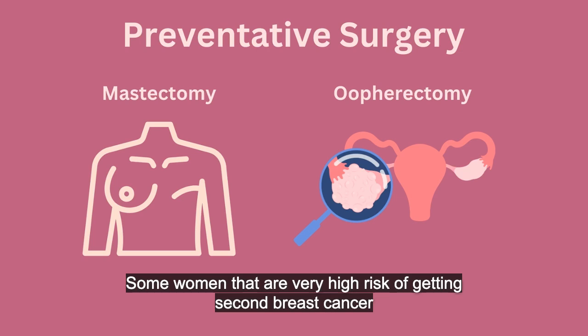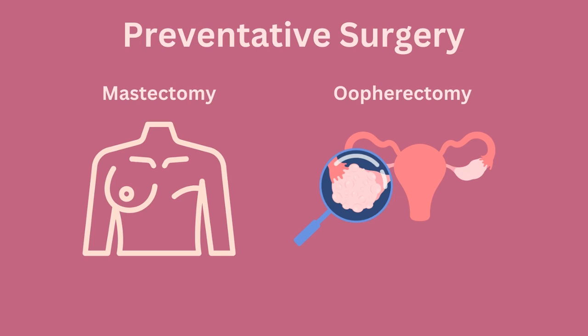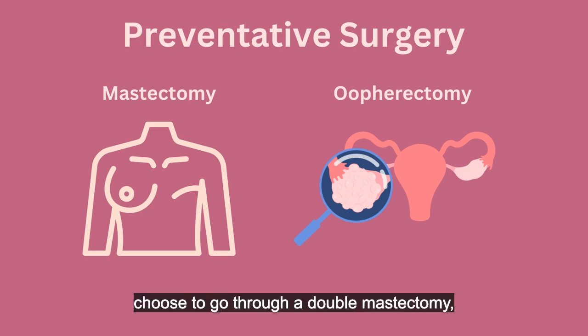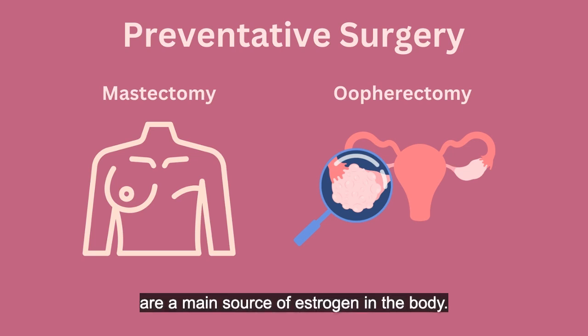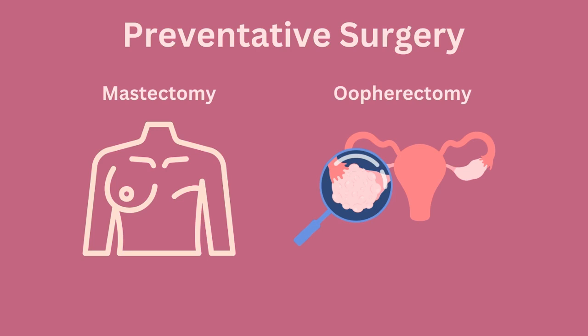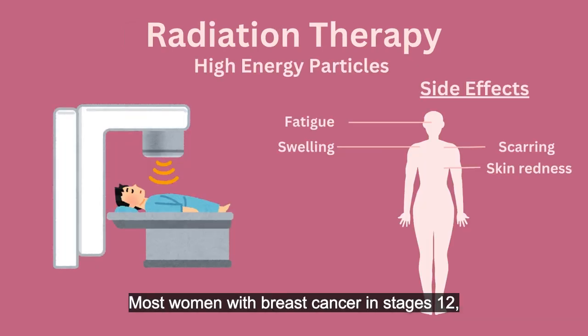Some women that are at very high risk of getting a second breast cancer choose to go through a double mastectomy, which is the removal of both breasts. Another option is to have your ovaries removed because they're a main source of estrogen in the body. Most women with breast cancer in stages 1, 2, and 3 are treated with surgery followed by radiation therapy.